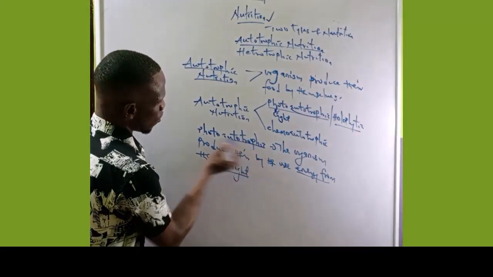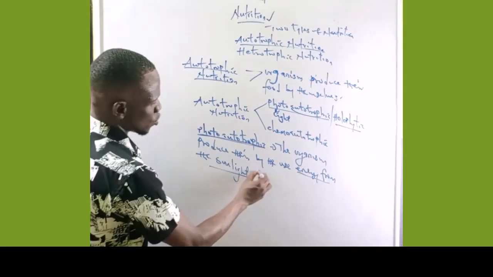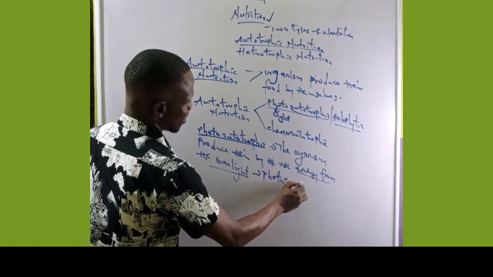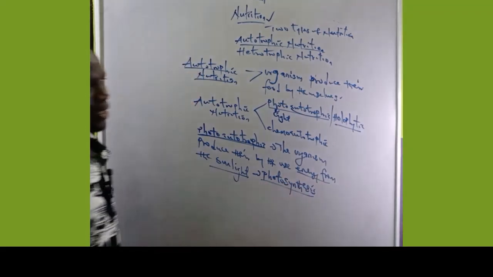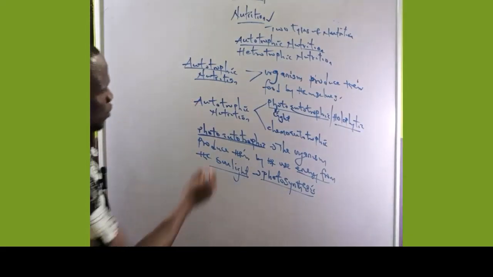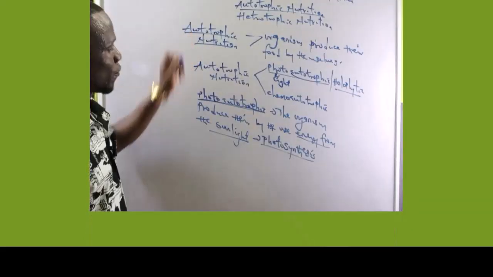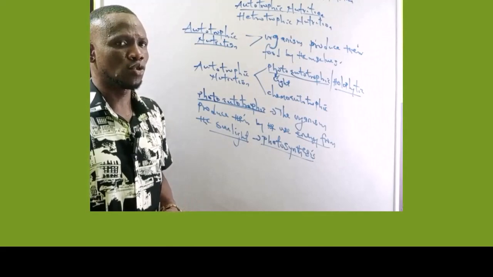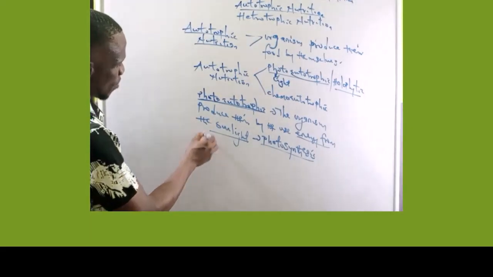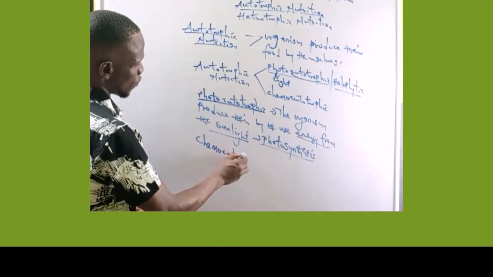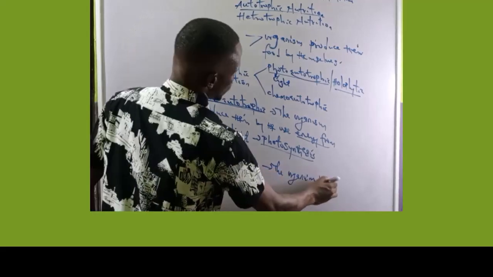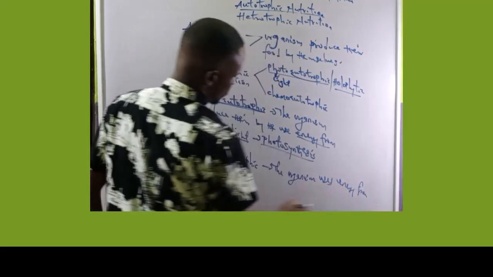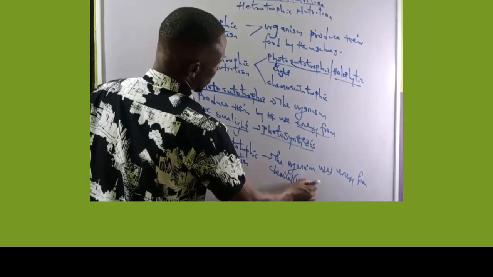The process of producing their food or nutrients is called photosynthesis, which we are going to look at first. So photoautotrophic nutrition is a type of autotrophic nutrition where the organism uses energy from the sunlight to produce its food by itself. You also have chemoautotrophic nutrition. In chemoautotrophic nutrition, the organism uses energy from chemical or inorganic material to produce its food by itself.